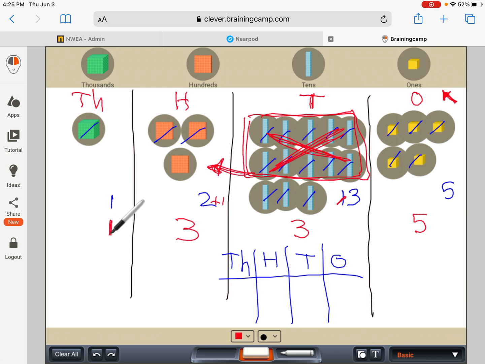Now I'm going to put these numbers in a place value chart. The place value chart is just showing me how many ones, tens, hundreds, and thousands I have in a number. So I have, in this case, 5 ones, 3 tens, 300, and 1,000. My number is 1,335.